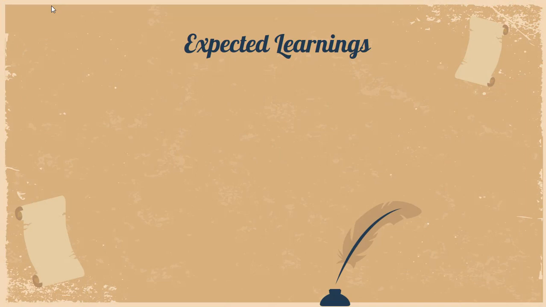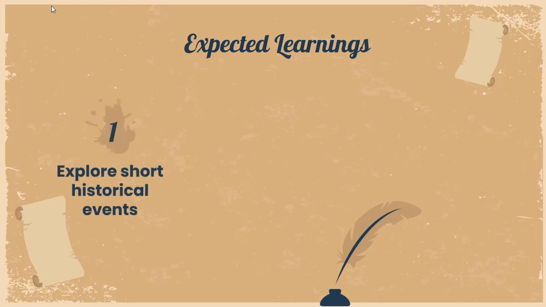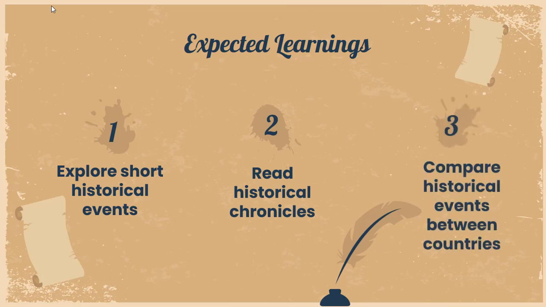Ok, expect learnings. Recuerda que expect learnings son lo que queremos aprender. Ok, y tenemos 3 puntos claves. Number 1 is to explore short historical events. Number 2 is to read historical chronicles. And number 3 is to compare historical events between countries. Okay, comparar eventos históricos entre countries.